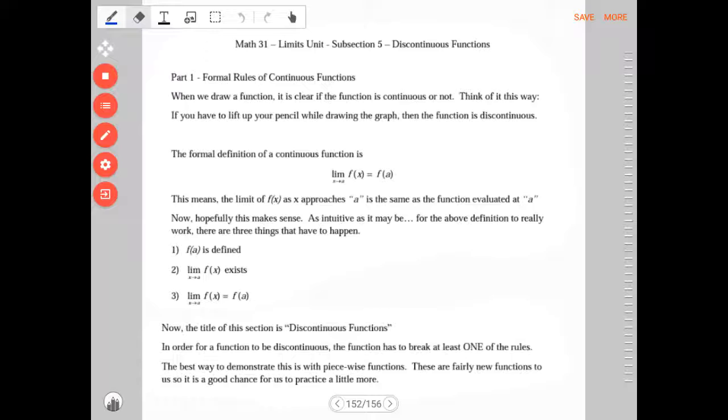Hello everyone. Limits Unit, Subsection 5, Discontinuous Functions. Part 1, the formal rules of continuous functions.